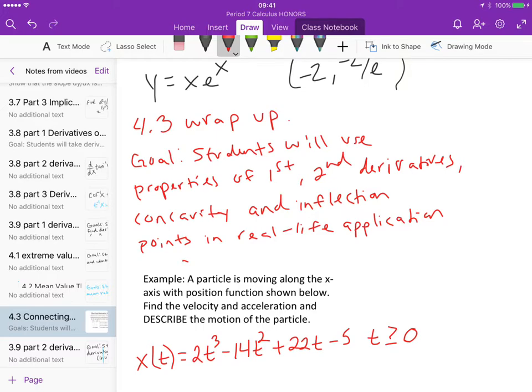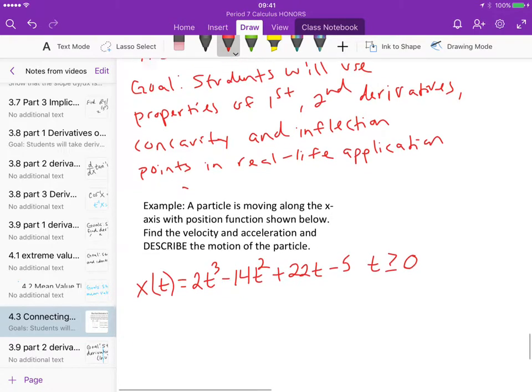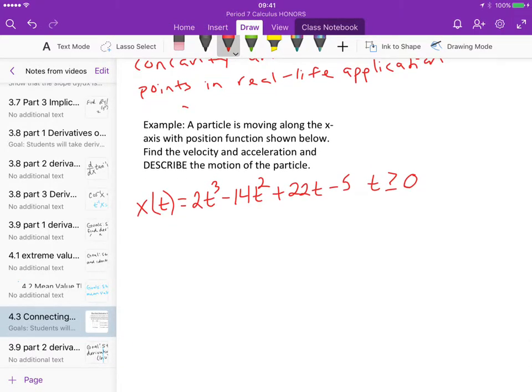We've already talked about how derivatives focus on real life circumstances, and we deal with acceleration and velocity, and that's exactly where we're going to take it in this example. It says a particle is moving along the x-axis with the position function shown below. Find the velocity and acceleration and specifically describe the motion of the particle.